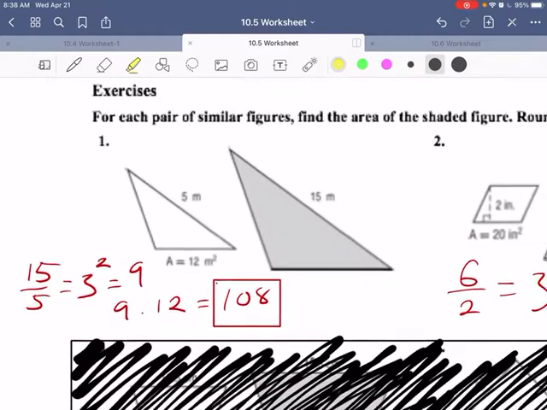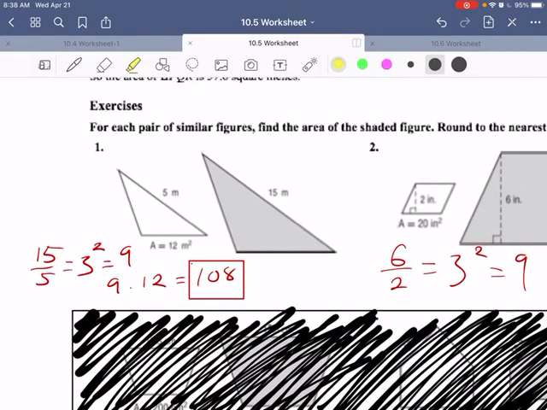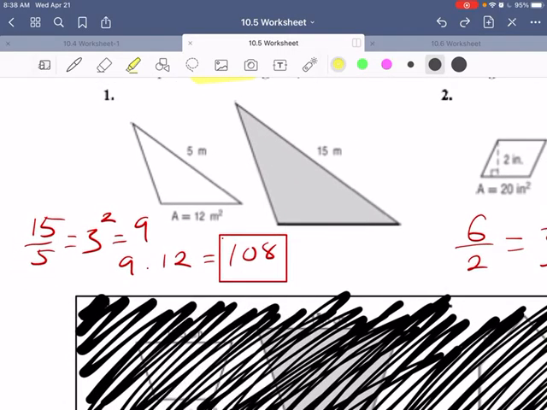But we're trying to find the area of the shaded figure. And since they're similar, that's what it says, similar figures, we're going to use that information to find the area. So we're going from the unshaded to the shaded one. Now, if we look at this, we put where we're going to over the top, so 15, over where we're coming from, which is 5. When we reduce it, we get the number 3.